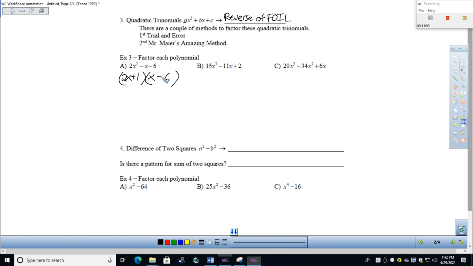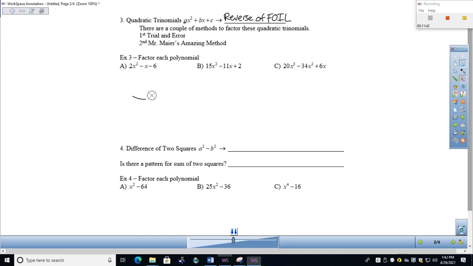And then you would wonder, hey, did I get it right? And the way to check would be doing the outside and the inside. And the outside and the inside, as mentioned prior to this, has to combine to negative 1x. And if you notice, it does not, because I've got negative 12x on the outside, positive 1x on the inside, that's not going to combine to a negative 1x. And so, unfortunately, it didn't work.